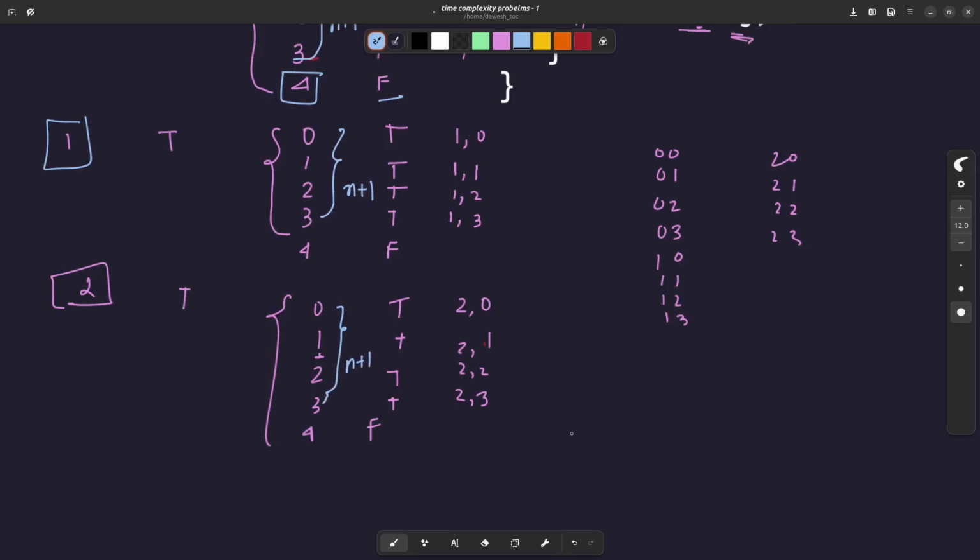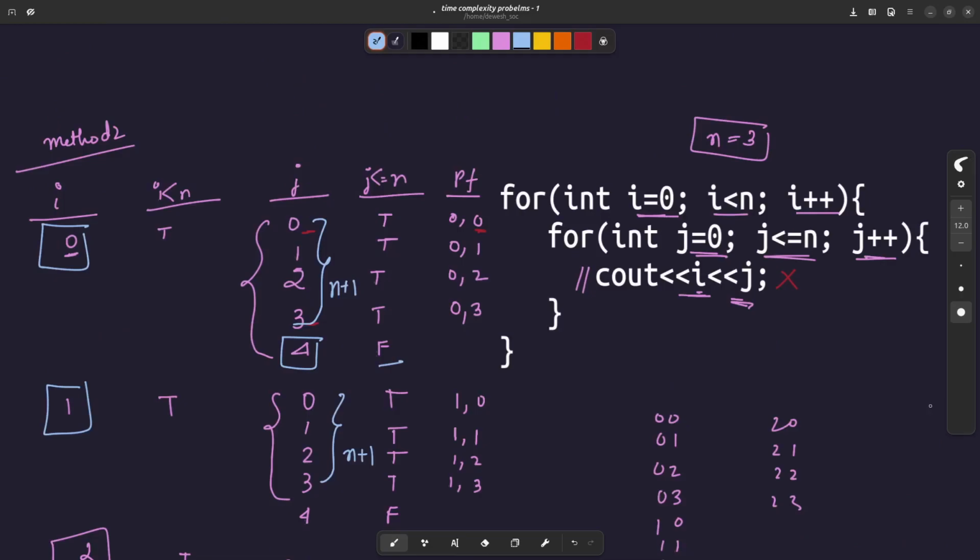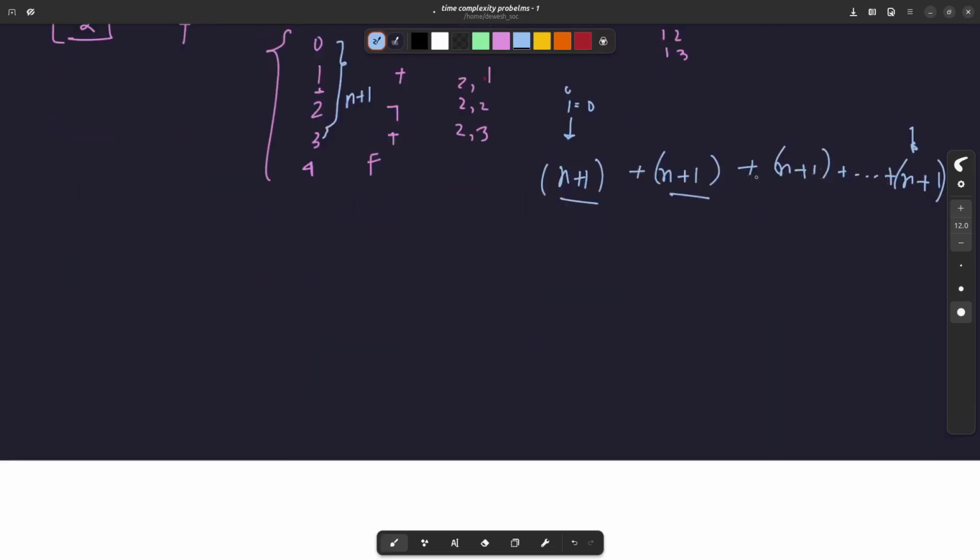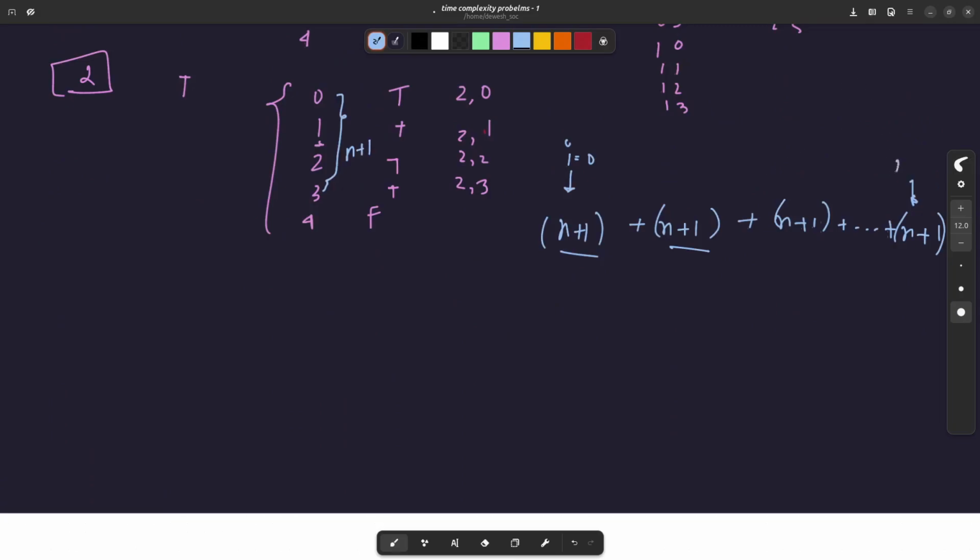Okay. So from there, we get the idea. It is n plus 1, plus n plus 1. So n plus 1 iterations for the first value of i, then n plus 1 iterations for the next value of i. Then similarly, it will keep going up to whatever is the last value of i. So this one is for i equal to 0, and this one is for the last value of i, which is clearly n minus 1.